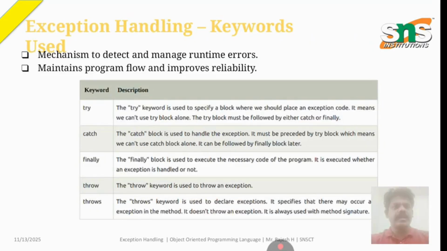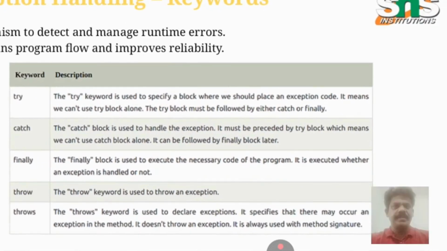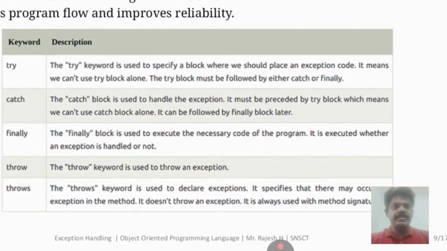So if you look at the keywords that are used in the try catch block and finally, you can see that five keywords are listed out. So one is the try block. Here the try keyword is used specifically to place the exception code. It means we can't use the try block alone. The try block must be followed by either a catch block or a finally block.